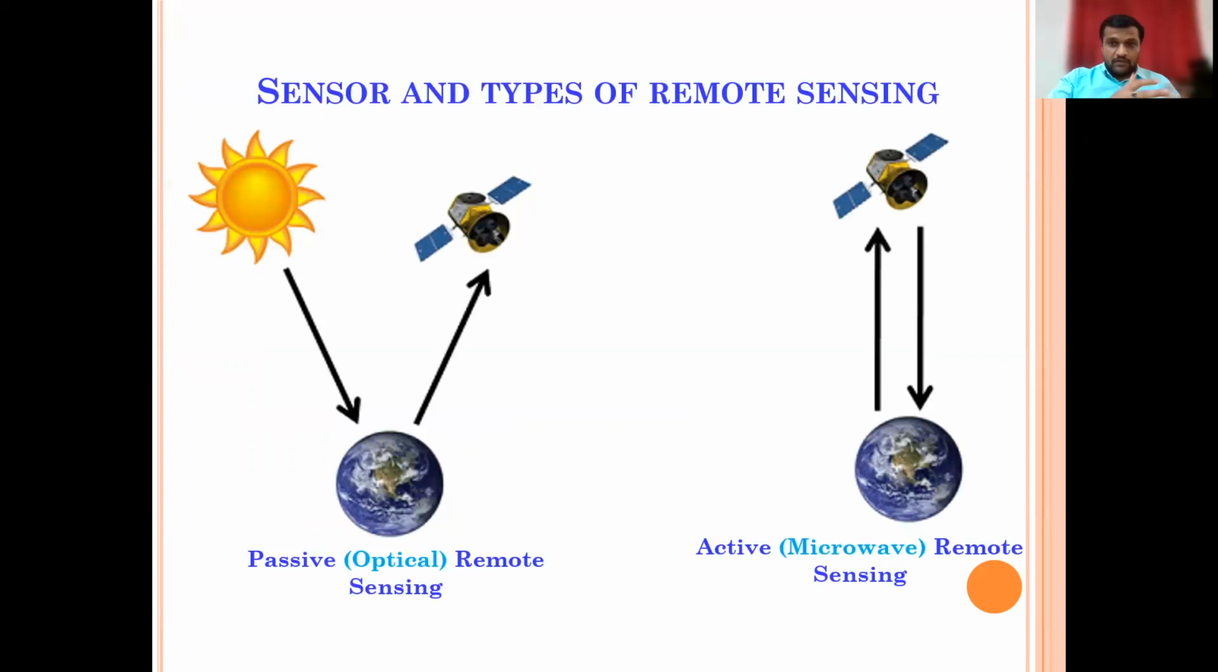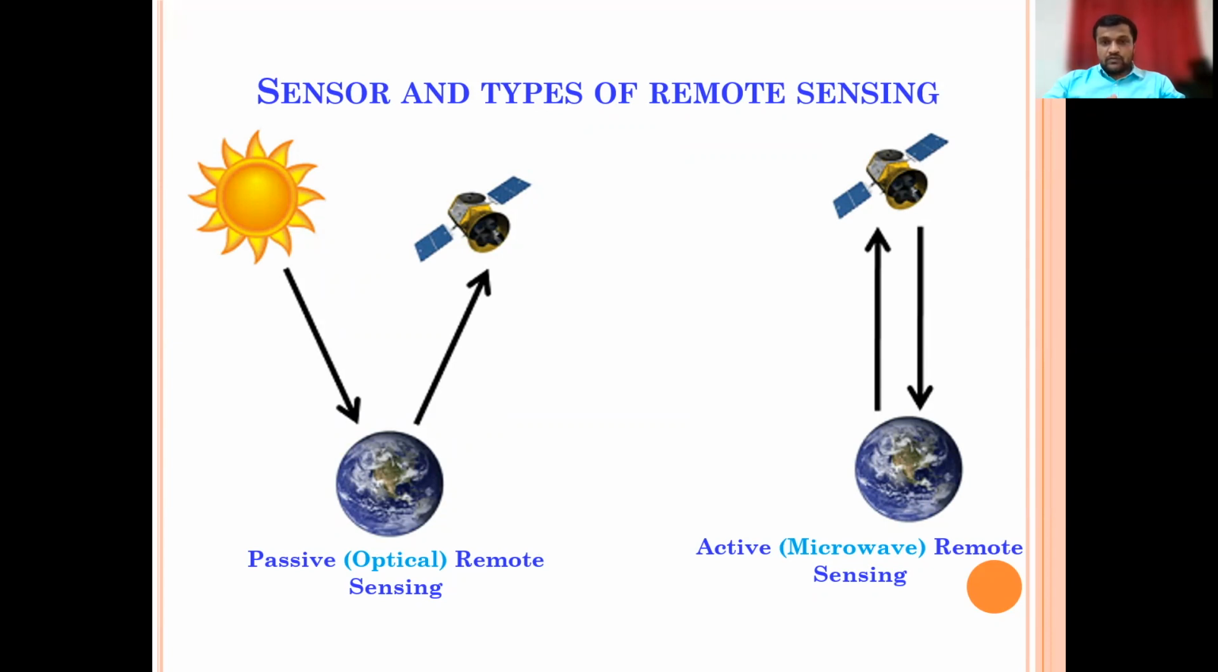The first type of remote sensing process, generally called passive remote sensing, or in general terms optical remote sensing, is one in which the solar radiation coming from the sun reaches the earth surface, and after interaction with the target on the ground, the reflected energy is captured by the sensor. That is known as optical remote sensing.